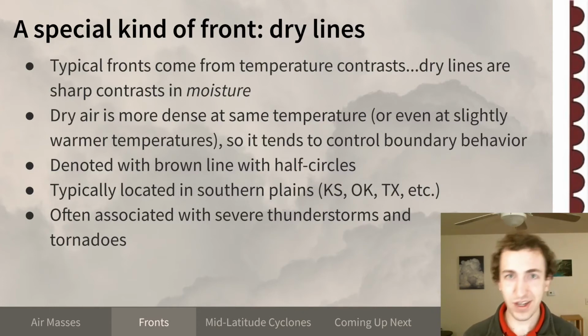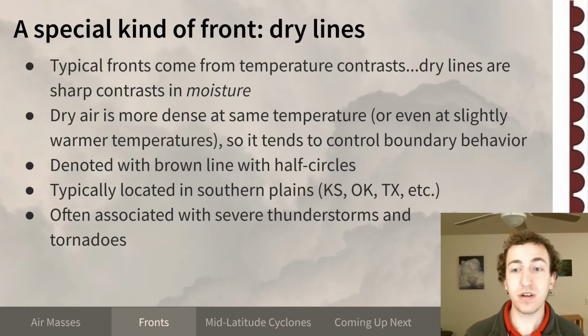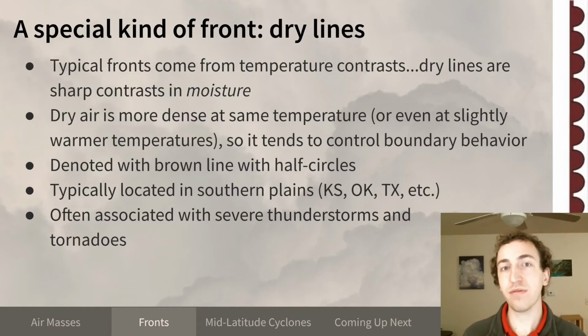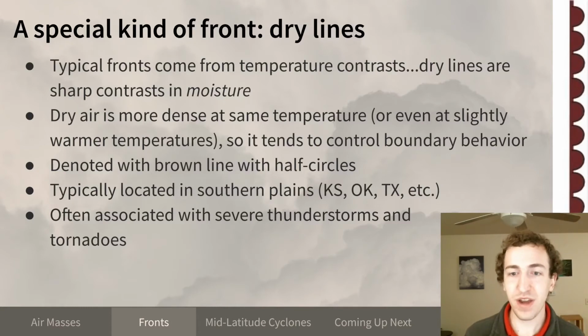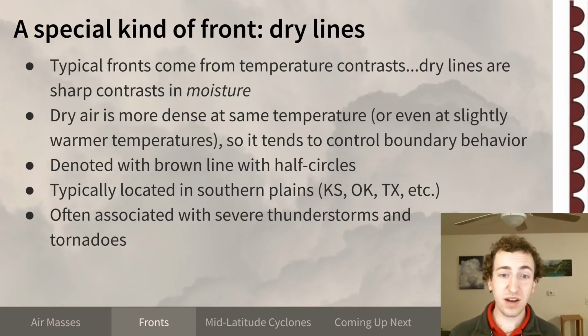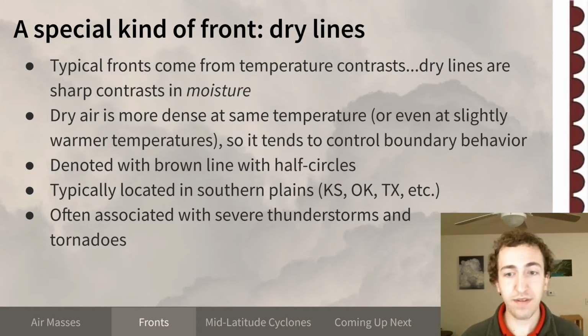And again, recalling previous videos, dry air is more dense at the same temperature than moist air is. And sometimes, if your temperature contrasts are small, dry air can even be a little bit warmer than moist air and it can still be denser. So the dry air is on the side that tends to control the boundary behavior because, again, it's the dense air in the contrast between the two air masses. If we were to see this on a map, it looks kind of like what you see over here, where you have a brown line with half circles.